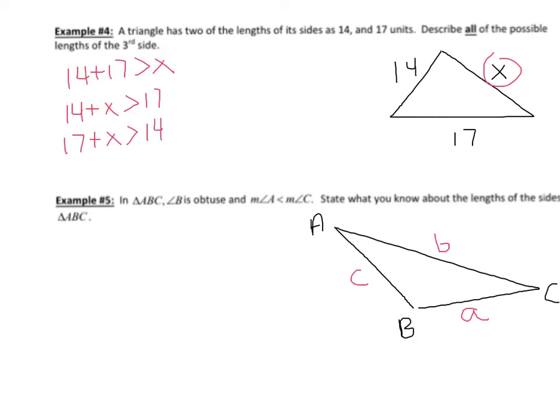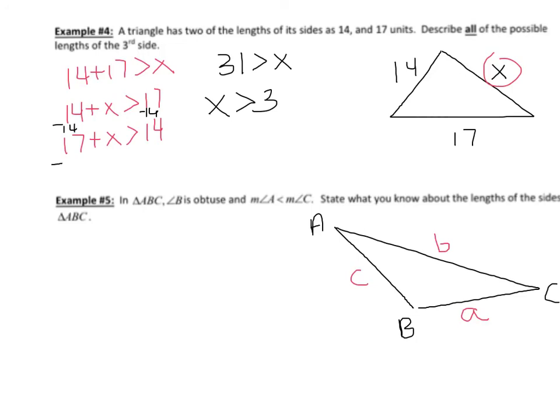All 3 of these statements need to be true. Well, the first one, 14 plus 17, is 31. So this says that X has to be less than 31. That X cannot be bigger than 31 or else it won't be a triangle. In the second inequality, if I subtract 14 from each side, I get that X has to be greater than 3. So X has to be less than 31, greater than 3.